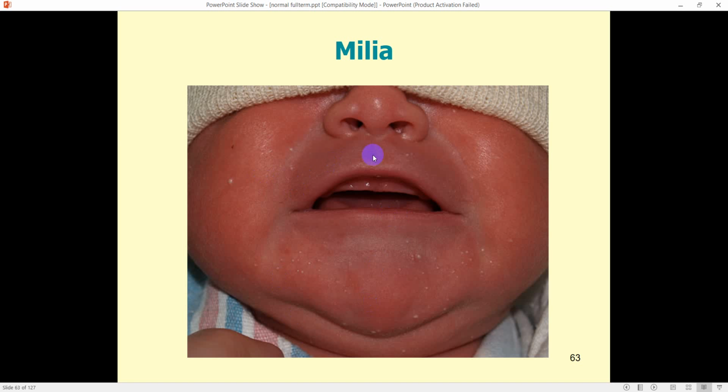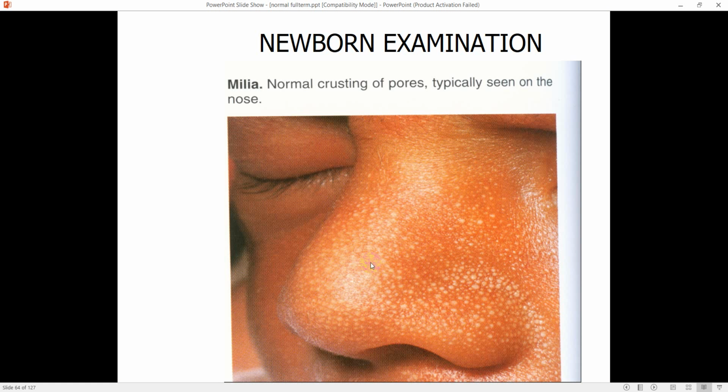Also, we need to examine the face. These are areas of whitish material. This is called milia. Also, this is milia, obvious in the nose, and it is a benign lesion, may disappear later on. Sebaceous material accumulated under the skin.